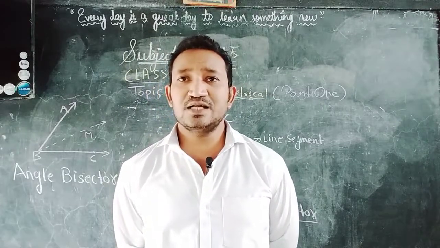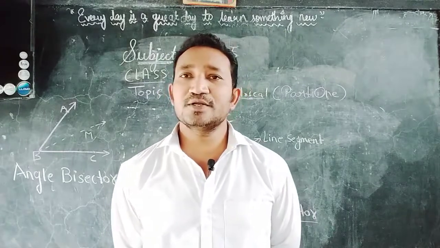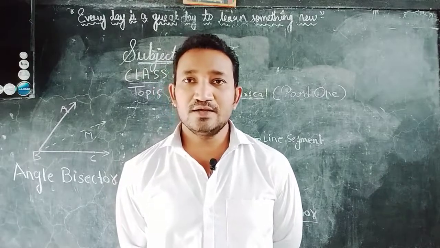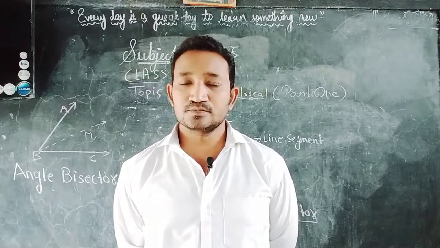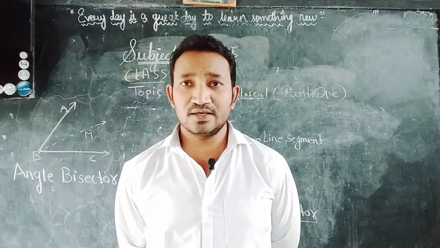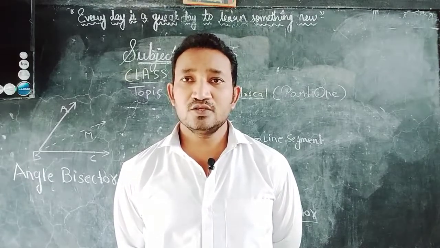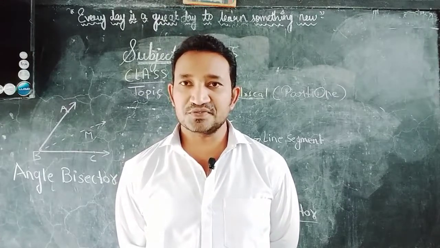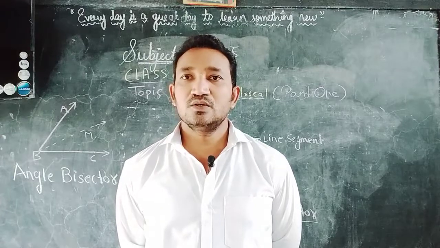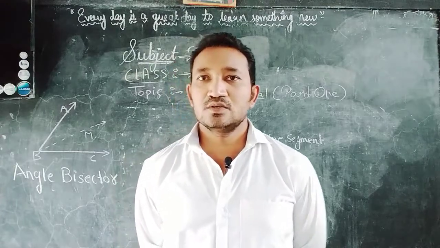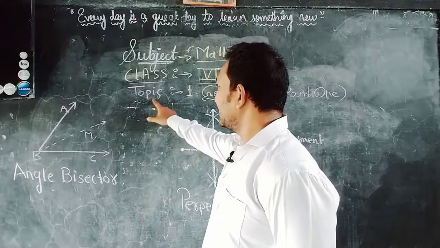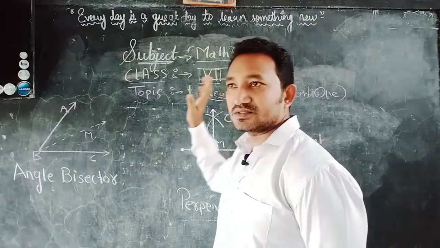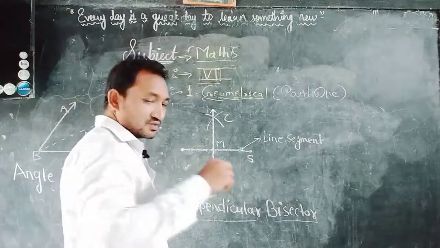Before starting our new chapter, geometrical constructions, you have to take out your classwork copy and textbook. Keep a classwork copy of 200 pages, and you also have to make one homework copy of 200 pages. Look here on the board. Our topic is geometrical constructions.